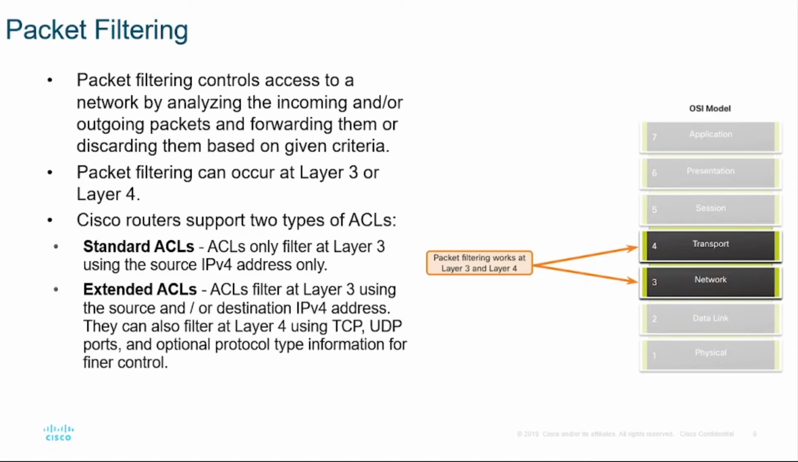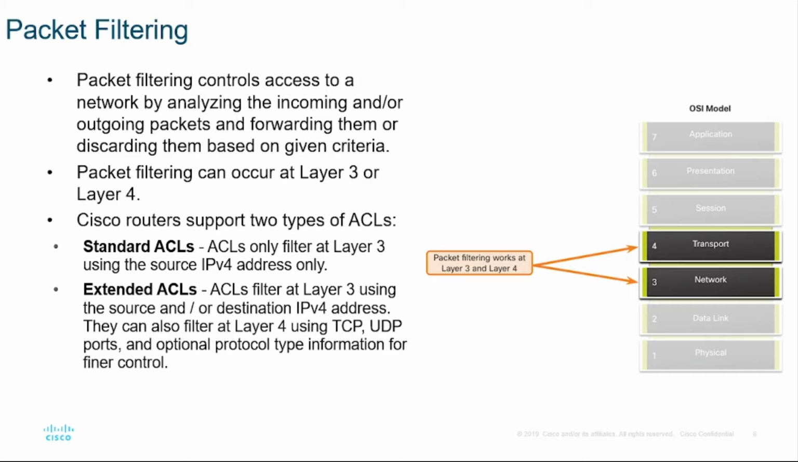Packet filtering controls access to a network by analyzing the incoming and outgoing packets and forwarding them or discarding them based on the given criteria. There's always a criteria in creating an access list in order for the packet to be filtered in the router.